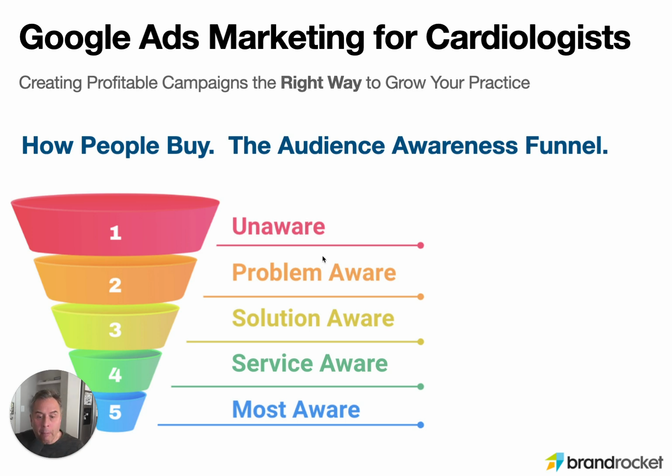Then we have problem aware, where somebody's like, oh my gosh, something's going on here. Why am I so winded all the time, for example? Or they're solution aware, right? So they know there's a solution or solutions out there, but they don't know which one to choose to solve their problem. Service aware, so very specific services. If they're very tuned in to what's available in the marketplace, they might be doing some more detailed searches that are related to the services you provide.